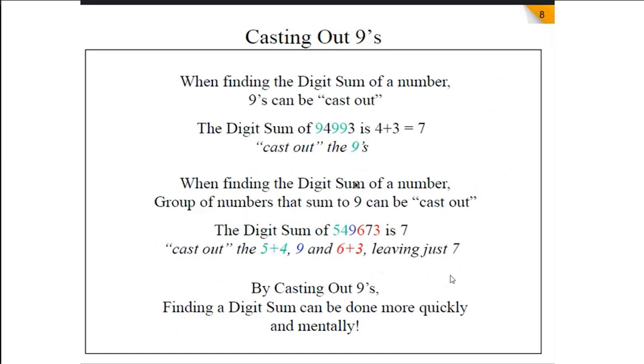Now I told you about one more thing. When we are finding the digit sum of numbers, if we find a multiple of 9, or 9 itself, you can eliminate all those numbers while finding the digit sum.